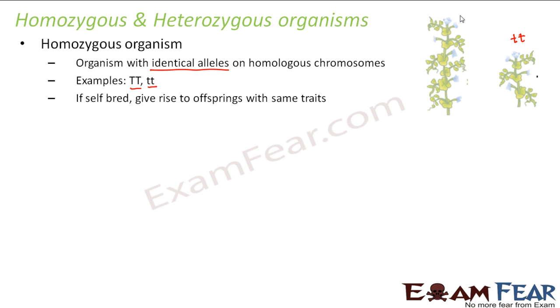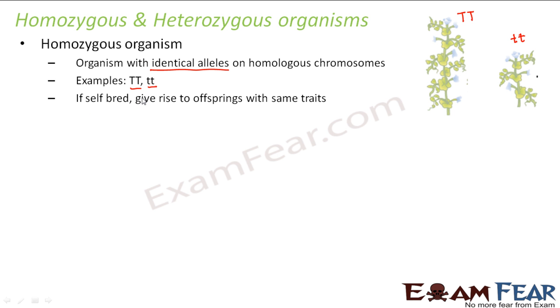as a homozygous dwarf plant. Similarly, if we talk about a tall plant which has received tall trait from both the parents, we write it as capital T, capital T. So both the alleles are identical. So it is known as a homozygous tall plant.